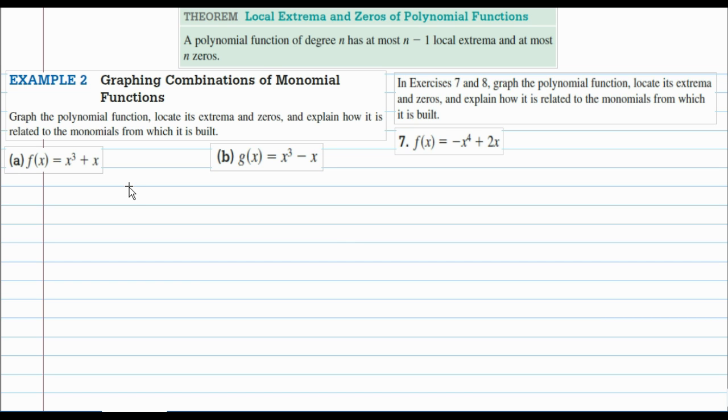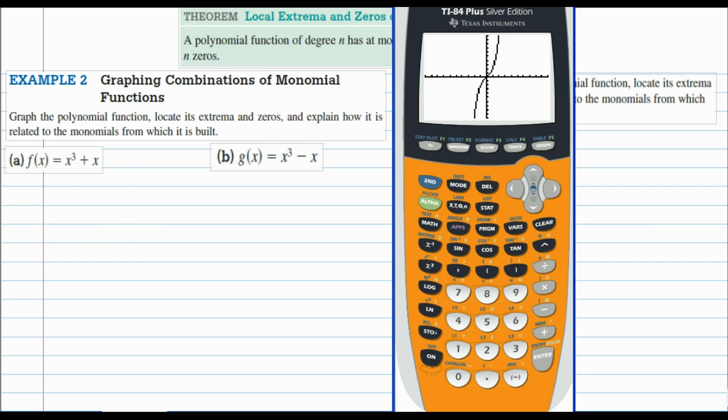So example 2 says graph the polynomial function, locate its extrema and zeros, and explain how it is related to the monomials from which it is built. Oh, don't we love explaining things in math? So first, let's graph this polynomial function. Oh look, there it is.